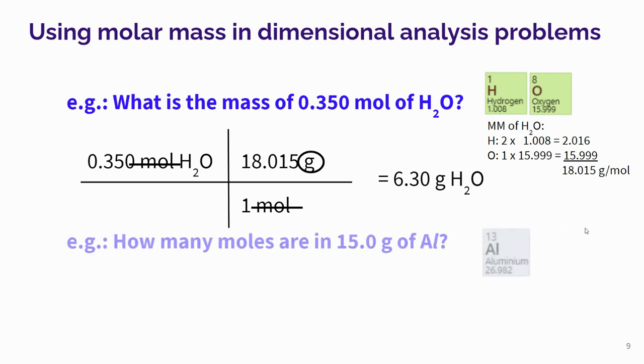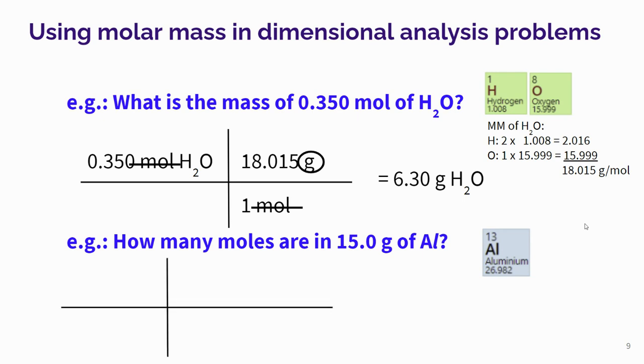This next problem, we'll switch it up a little bit. Instead of finding mass, let's try to solve for moles instead. How many moles are in 15 grams of aluminum? Here on the right, you'll see I've got the block for aluminum. It has a molar mass of 26.982 grams per mole. If you'd like to pause and try to solve this yourself, I would recommend trying that now. So I'm going to go ahead and set this up. As always, start with what we're given, which is 15.0 grams of aluminum.